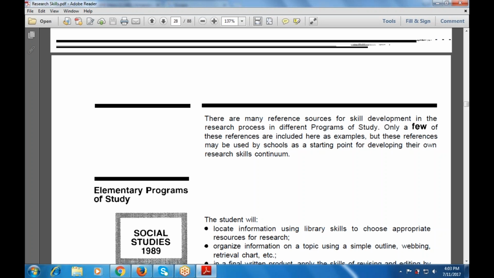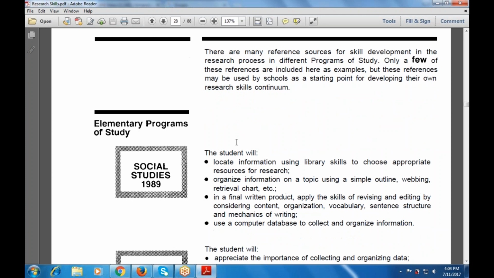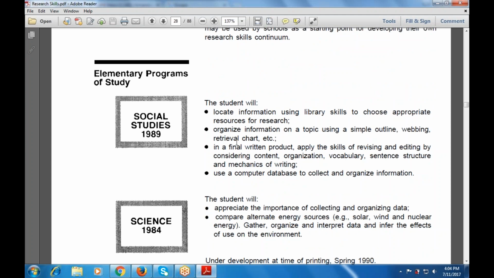The student will locate information using library skills to choose appropriate resources for research. What are appropriate resources for research? How can we establish them? How can we use them? Then organize the information on a topic. Any topic that is given, organize the relevant information using a simple outline, webbing, a retrieval chart, and so on. And in a final written product, apply the skills of revising and editing by considering the content, organization, vocabulary, sentence structure, and the mechanics of the writing.